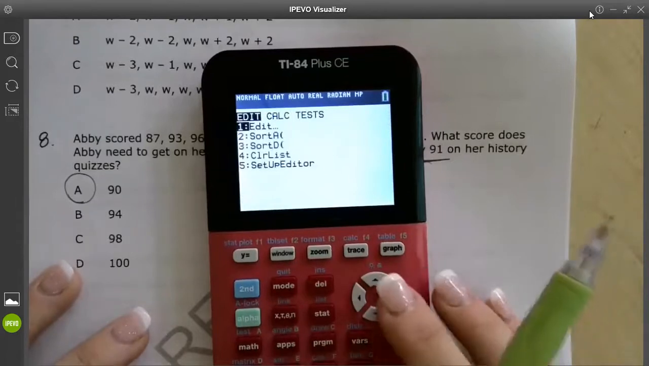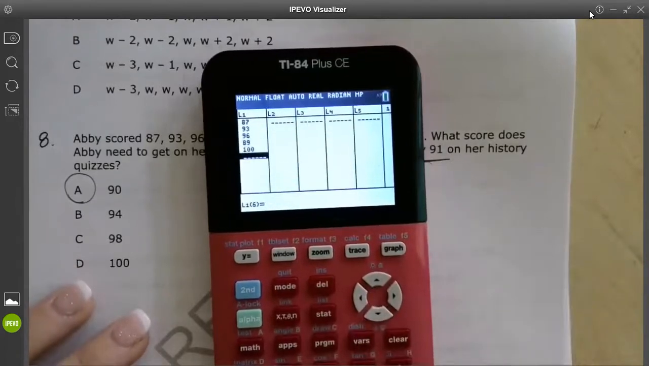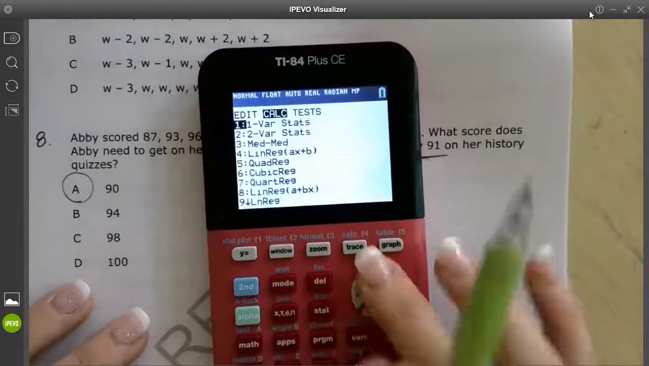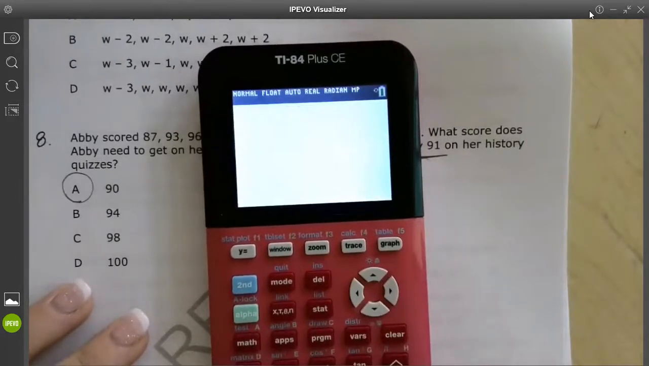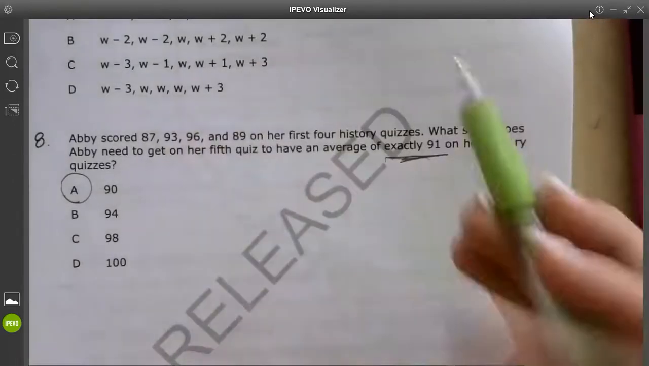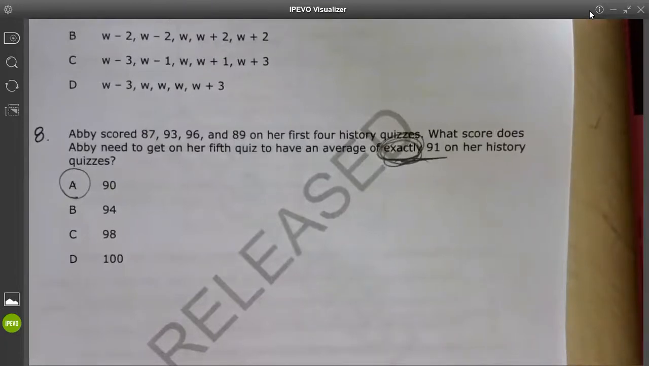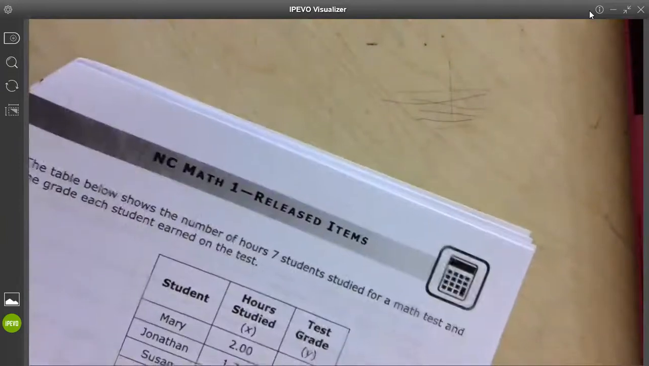So this is where they're trying to mess you up. Or if they get 100, it's going to be a little bit higher. Stat, calc, 1-var stats. And this one gives you a 93. So they wanted exactly a 91, so we're picking 90. Okay. If these were mixed up, just be careful because we want exactly. All right. Hard question? No. This one's pretty easy.